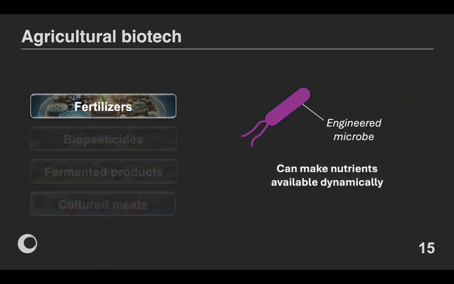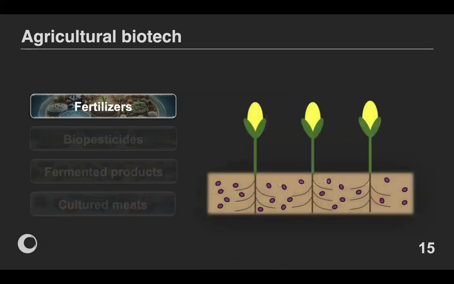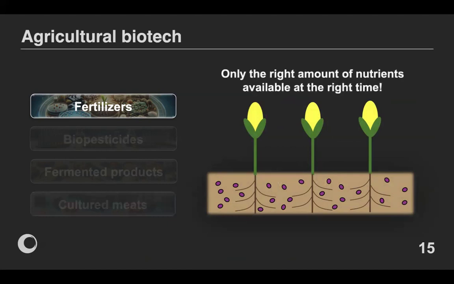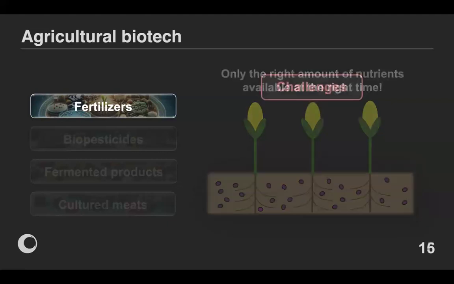And so another cool thing is that these nutrients can actually be made available to the crops much more dynamically. And so it can, over time, change the amount that's actually converting from a non-available format to an available format to the plant. And so the idea here is that only the right amount of nutrients are available at the right time. And so this is going to be much more efficient than what was previously used.